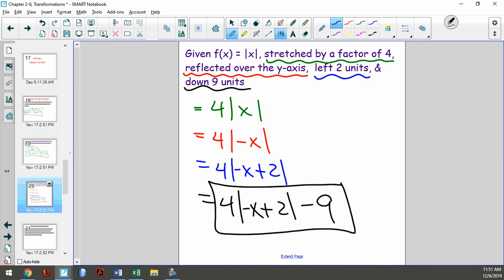Now, I would like you to think for a moment. Are you ready? If I have the absolute value function, which is a valley, do we see the valley? You with me? And if I'm reflecting that over the y-axis, does my graph change?